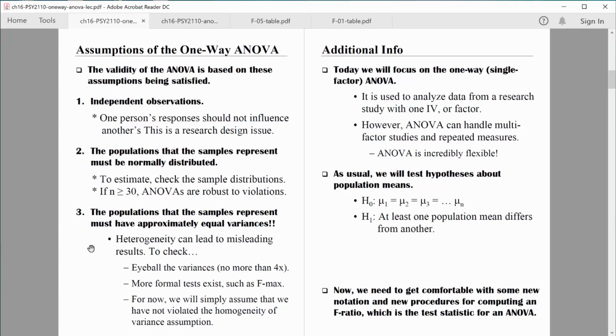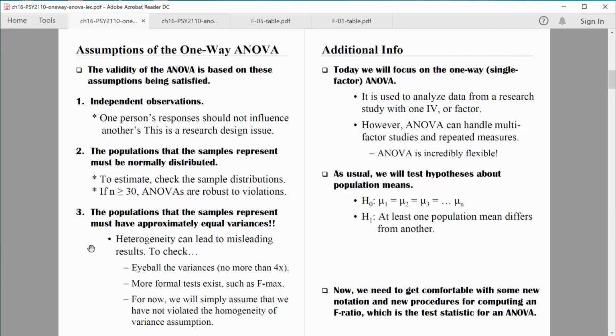So the variability for the Democrats when it comes to their optimism needs to be approximately equal to the variability of the Republicans in terms of their optimism, and that needs to be approximately equal to the variability of the independents in terms of their optimism. So how can we check that? Remember, we've got our sample data. We can look at the variances for each group.